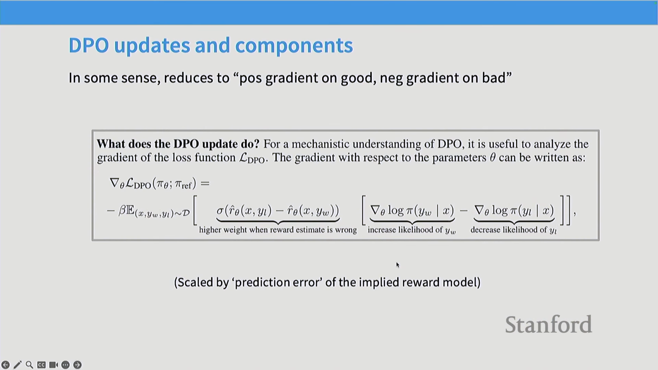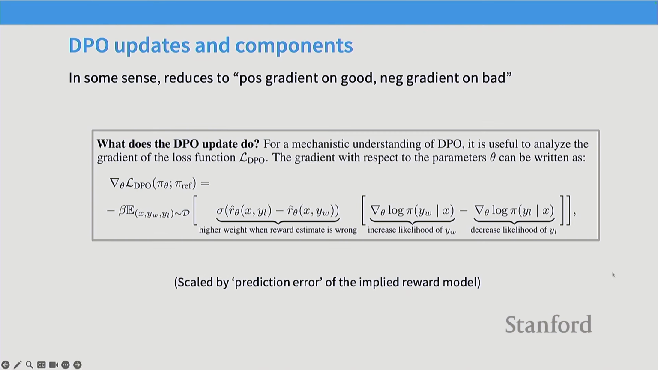DPO updates have the following form. The reason why DPO took the world by storm for a bit a year ago or so is that it can be written in this very nice form where you take gradient steps which are multiplied by beta. That's your regularization. And you have higher weight when your reward estimates are wrong, so you update more when your implied rewards are not correct. Then you increase the likelihood of the good example, and you decrease the likelihood of the bad example. As I was saying last lecture, RL algorithms often boil down to just upweight the good stuff, downweight the bad stuff. The subtlety is in deciding what the good stuff is and how much to upweight. This is one particular choice of doing that, and we'll see other things happen.